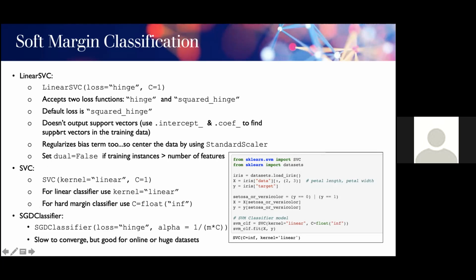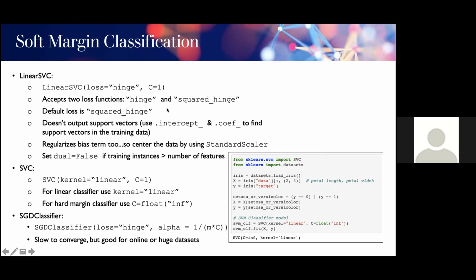Anyway, LinearSVC is pretty straightforward. You do need to specify your loss to be hinge, because the estimator accepts only 2 different kinds of loss functions: hinge loss and squared hinge loss.